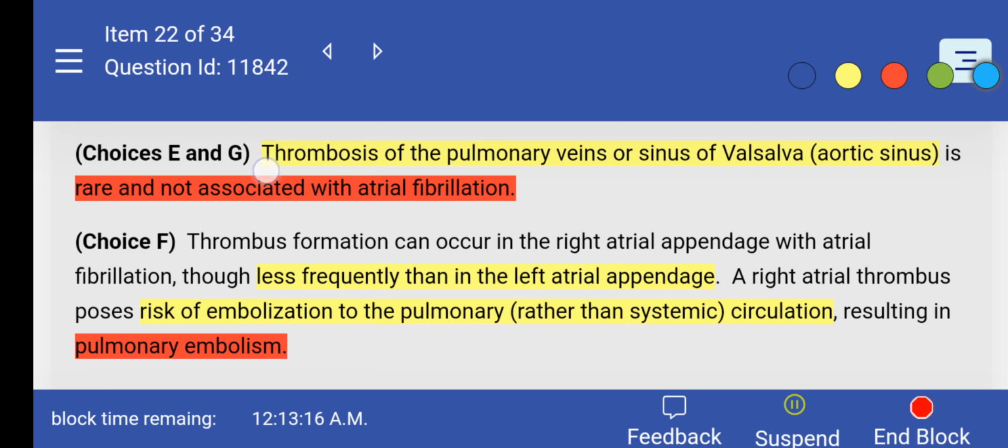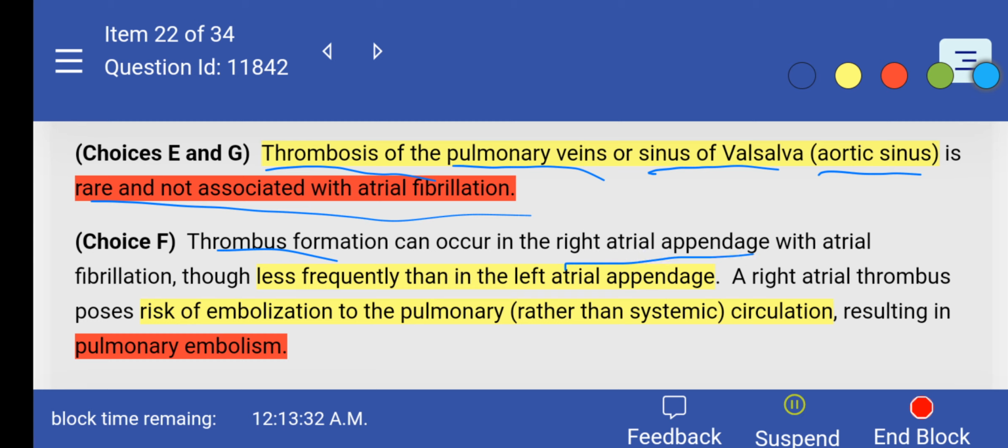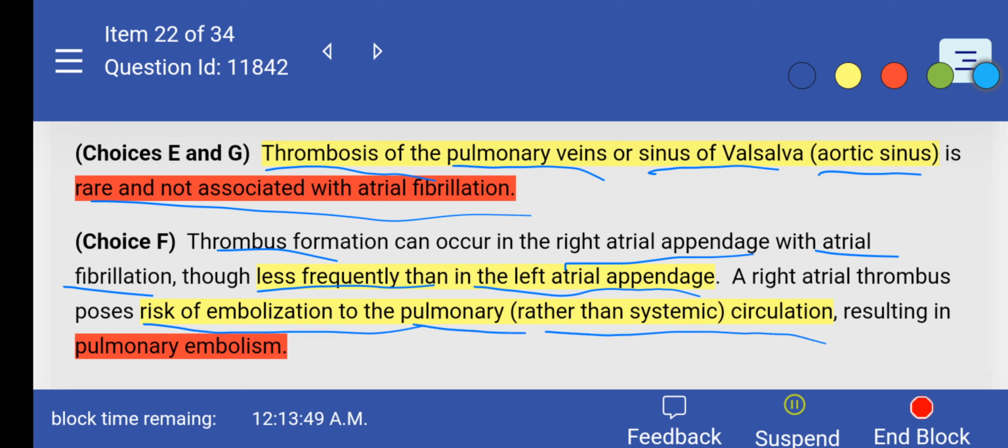Options E and G, thrombosis of pulmonary veins or sinus of Valsalva, that is the aortic sinus, is rare and not associated with atrial fibrillation. Option F, thrombus formation can occur in the right atrial appendage with atrial fibrillation. It can occur, but less frequently than in the left atrial appendage. A right atrial thrombus poses risk of embolization to the pulmonary rather than systemic circulation.